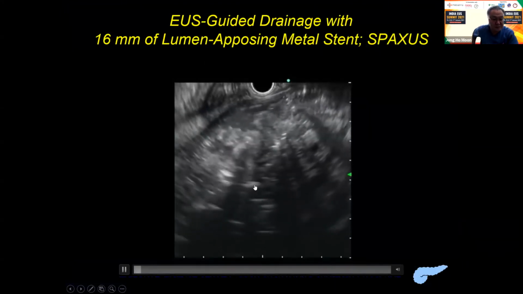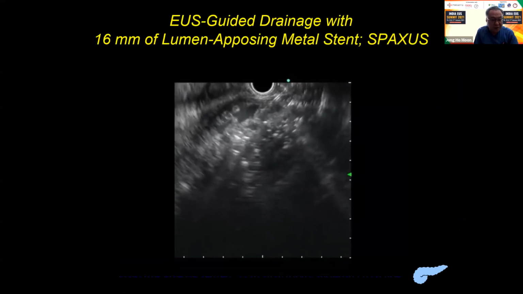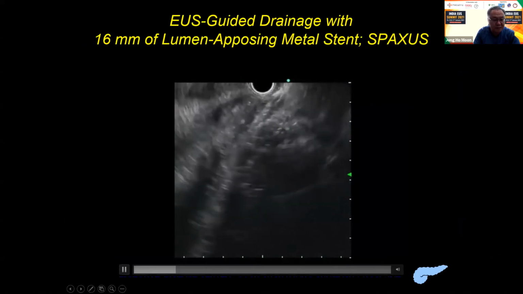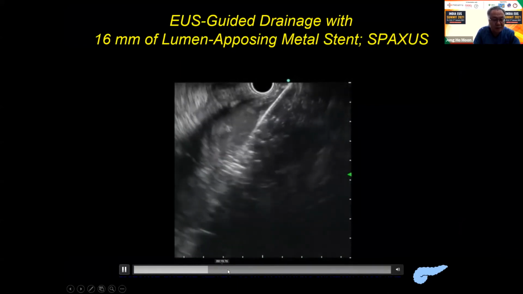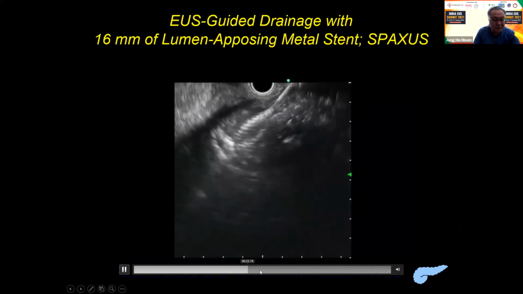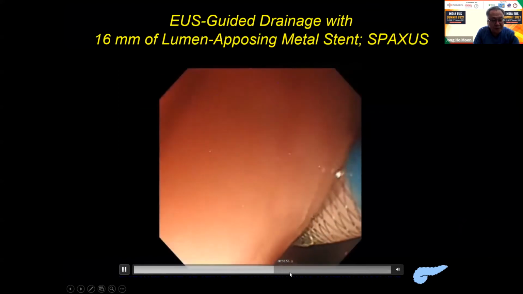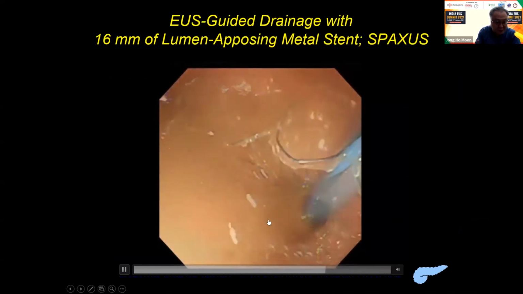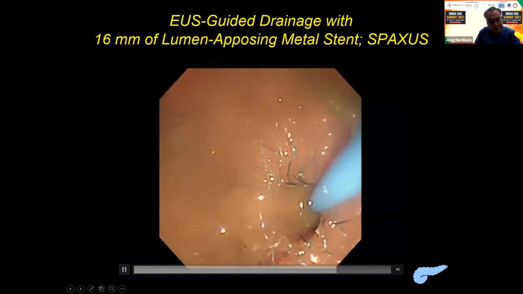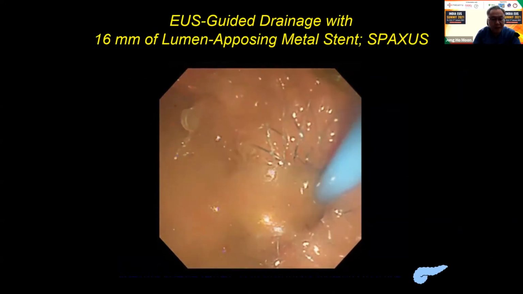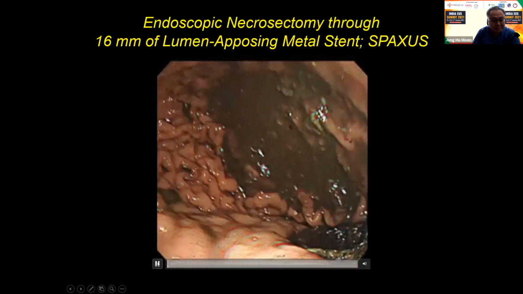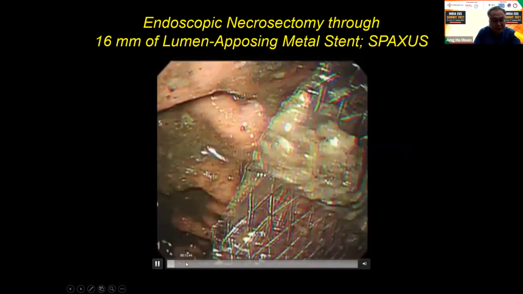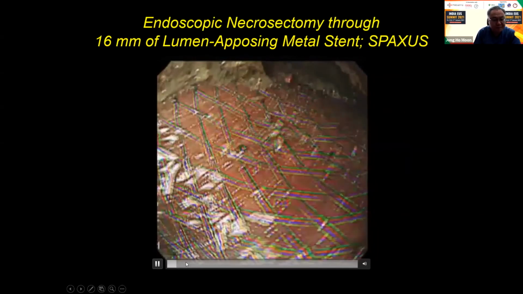Let me show this case. This patient had a big walled-off necrosis, and US-guided drainage using a 16 millimeter lumen-apposing metal stent was performed after deployment of the distal flange on US and fluoroscopy, and the proximal flange deployed on endoscopy. You can see the gush of purulent fluid draining from the cavity. And then you can use Spaxus as a port for endoscopic direct necrosectomy without removal of the stent.